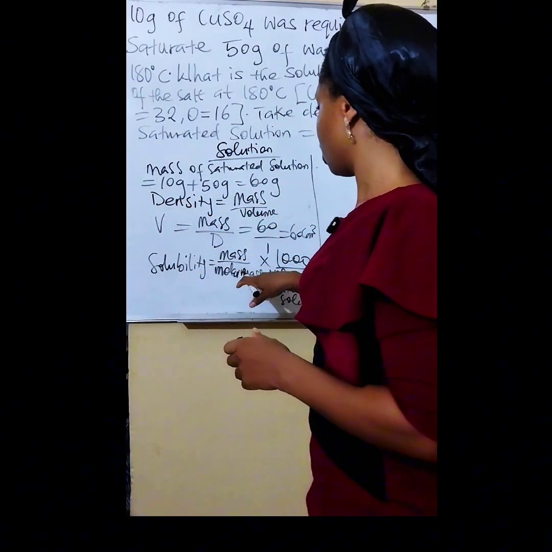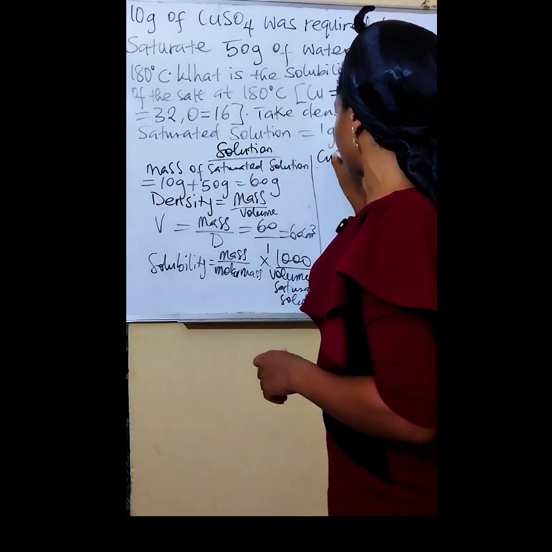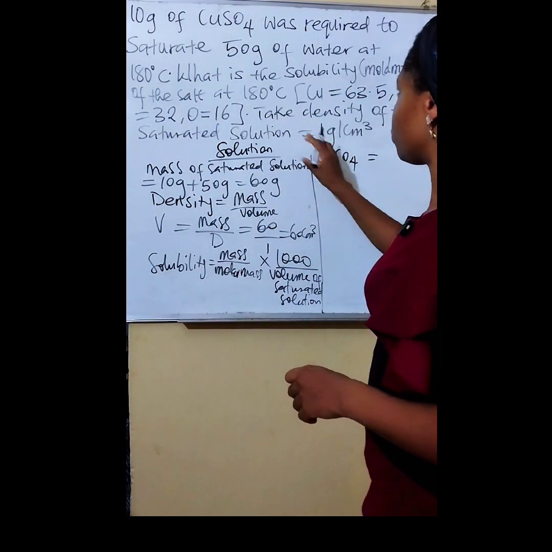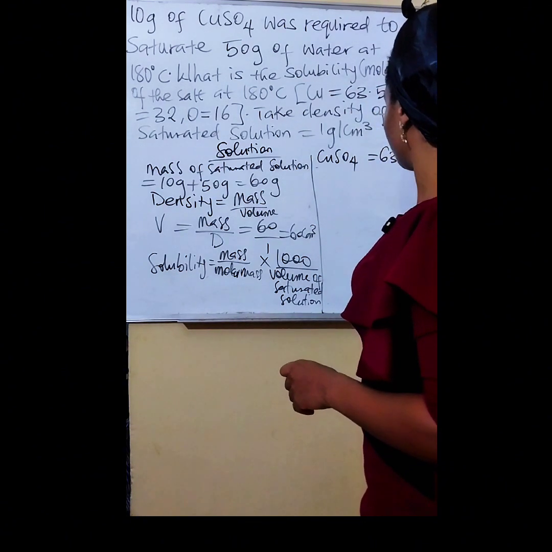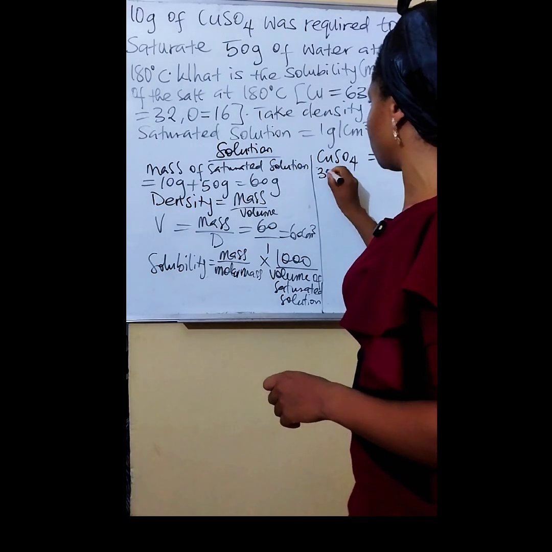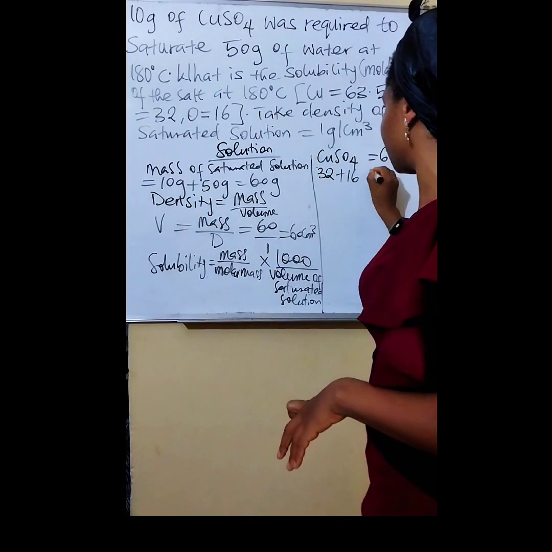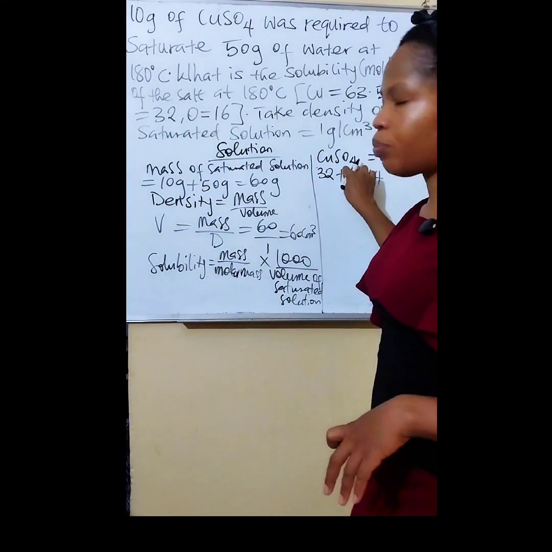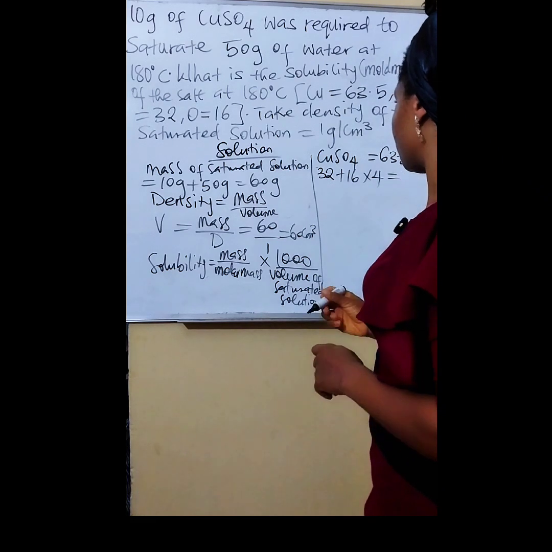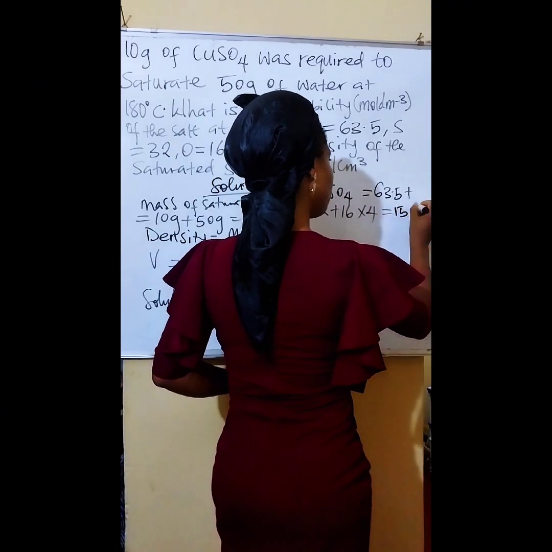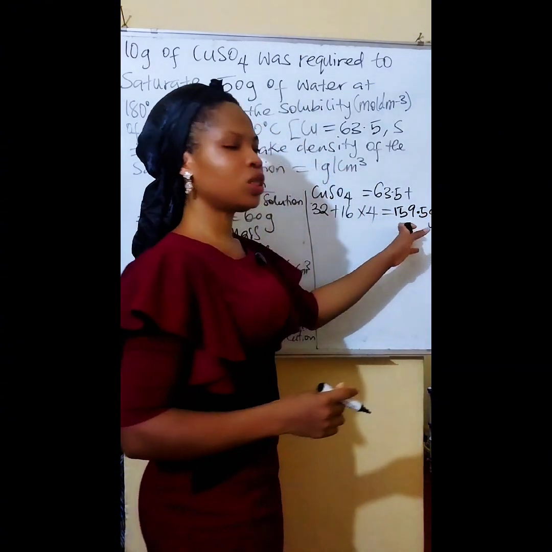Remember, we have our mass already. Now let's find the molar mass of the compound given. CuSO4 is equal to the atomic mass of copper, which is 63.5, plus the atomic mass of sulfur, which is 32, plus the atomic mass of oxygen, which is what? 16. Then we do 16 times 4 because of this 4 here. This shows we have 4 atoms of oxygen, and that is why we multiplied by 4. When we do that, we get our molar mass to be 159.5 gram per mole. So this is our molar mass.